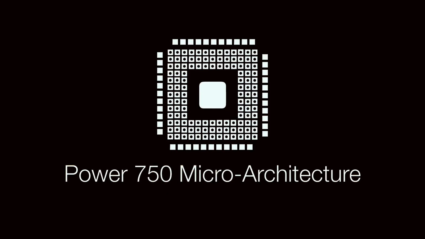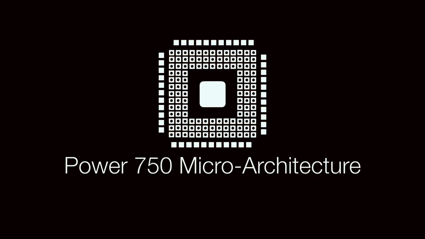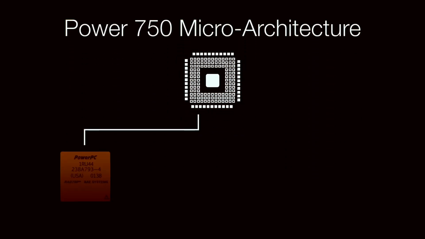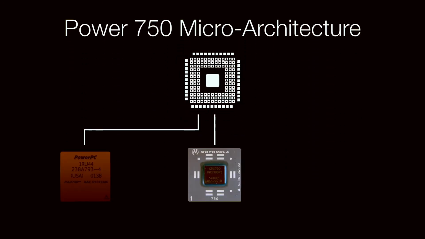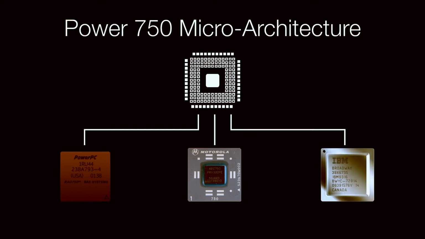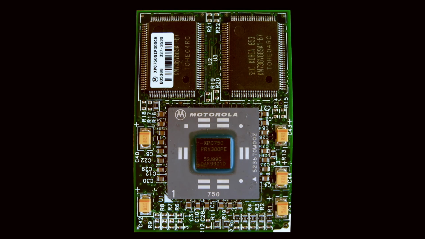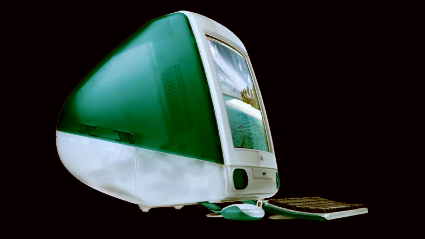So this got me thinking that the CPU is, after all, part of the Power 750 microarchitecture, which includes the radiation-hardened version, but also a Motorola version used by Apple in some of its computers, and by IBM. So if you look at the Motorola version, this was popular in the late 90s, early 2000s, and was also used in the original iMac.